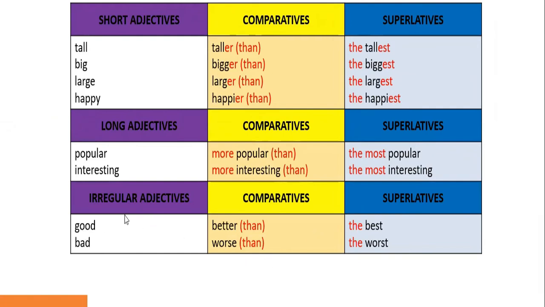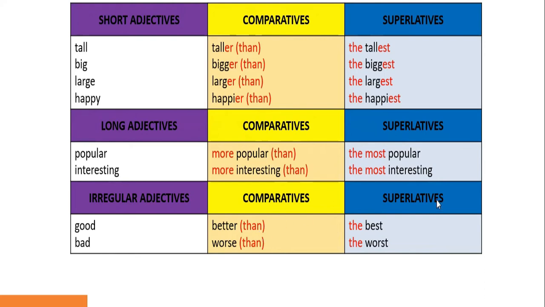Now, what happens with the irregular adjectives? We have good and bad. We don't say gooder or badder. They don't exist, okay? That's not a way to make it a comparative. What do we have to do? We have to memorize how to say them in the comparative and superlative form. The comparative is better, better than. I'm better than my sister. Okay, let's say like that.